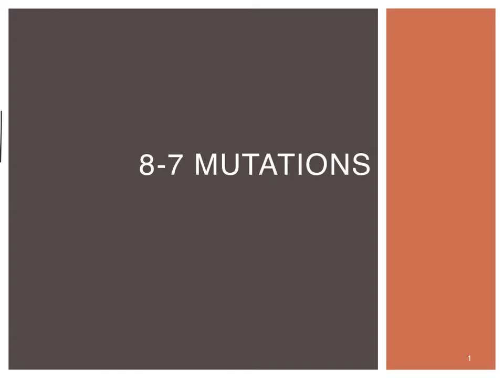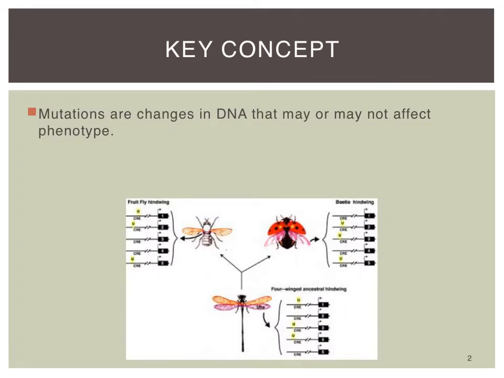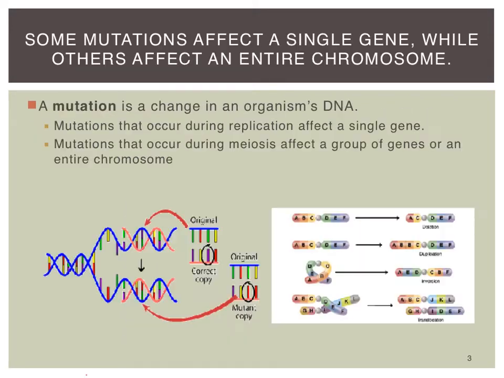Section 8.7, Mutations. Mutations are changes in DNA that may or may not affect the phenotype of the organism. There are different types of mutations, those that affect a single gene and those that affect an entire chromosome. If a mutation happens during replication, it's going to affect a single gene.